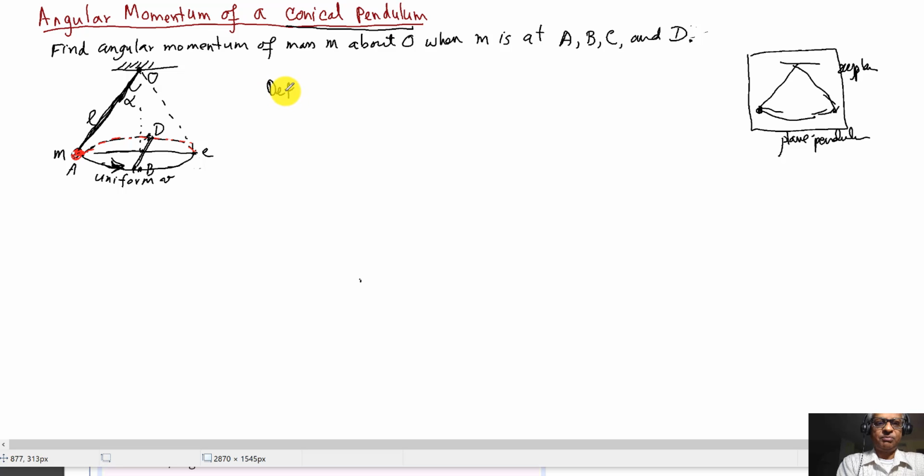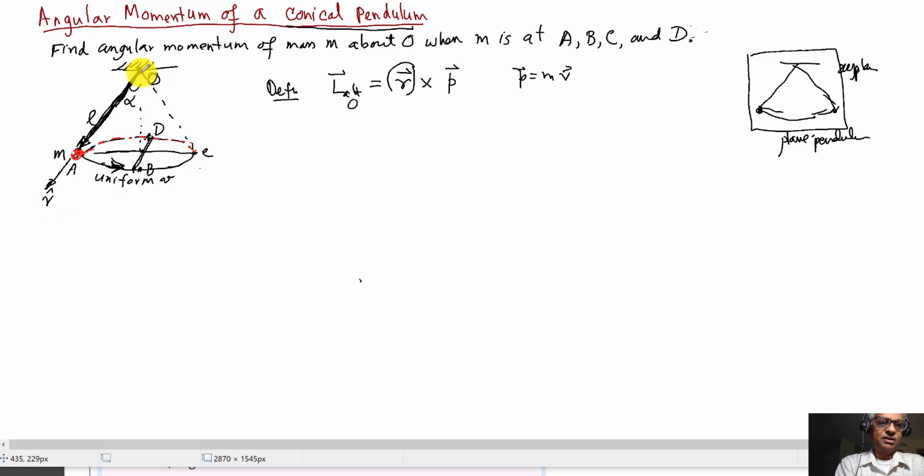the definition of angular momentum of a particle. So if I wanted it about O, it will be R cross P, and P is just mv. R is the radial vector from here to here. If you think of spherical coordinates, that's the direction. Let's call it R hat.